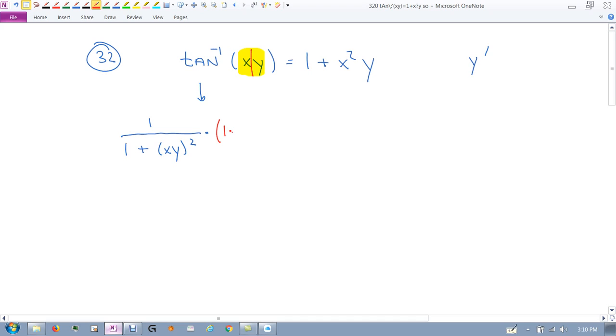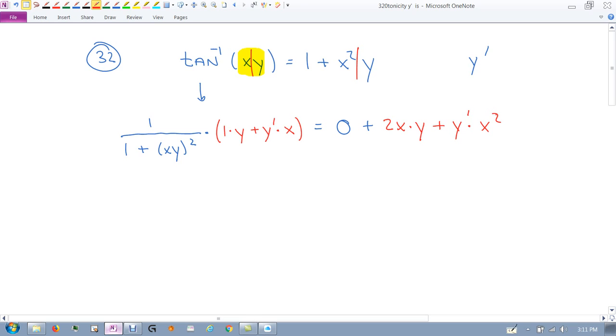Derivative of x is 1 times y, plus derivative of y is not 1, it's y prime, times x. Okay, so that's a very important part right there. And then we can continue, and we say equals. Now derivative of the right side, well, derivative of 1 is 0, so I don't care about that. Plus, now over here we still have a product rule, so we've got to do another product rule here. I'll do it in red. So derivative of x squared is 2x times y, plus derivative of the second function y times the x squared.